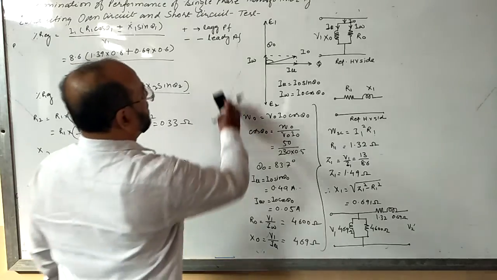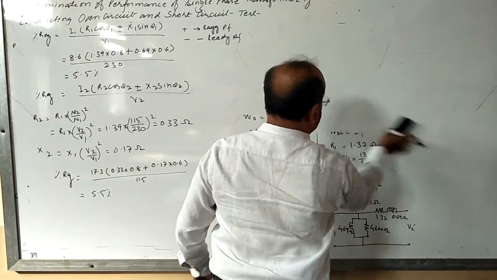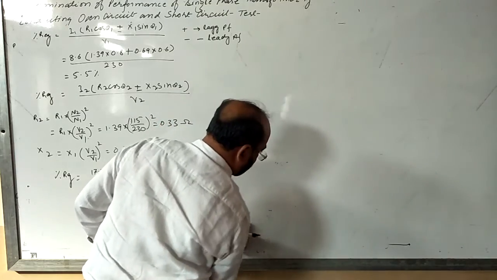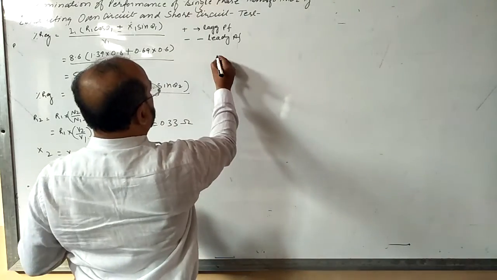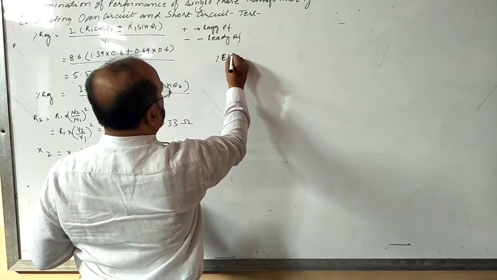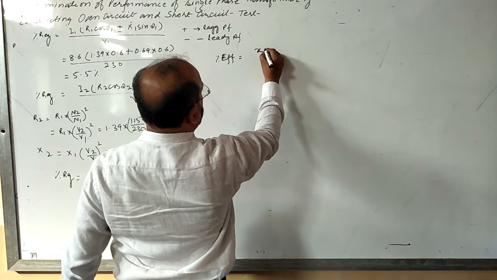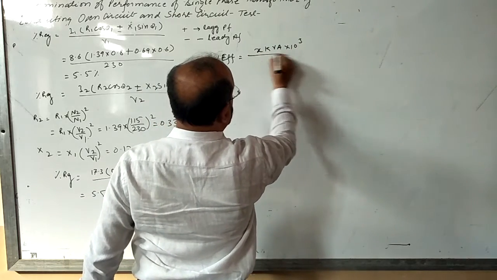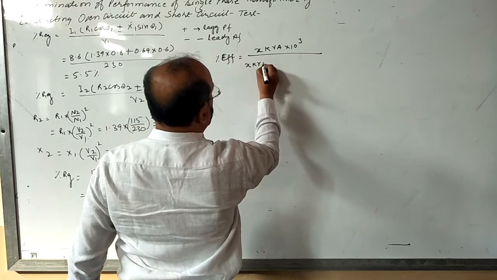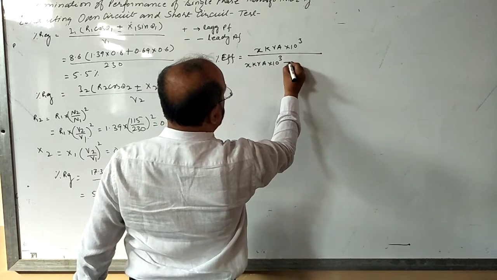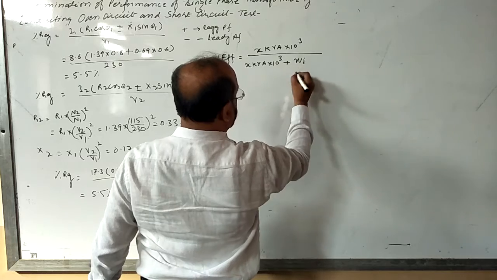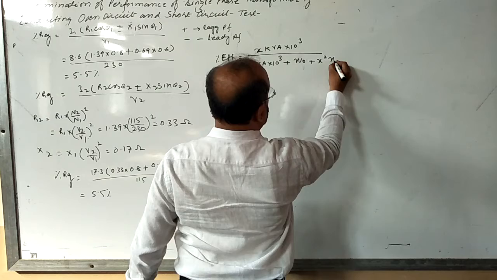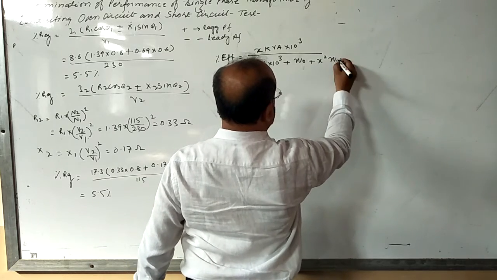Now how to calculate the efficiency? So we know that the percentage efficiency is equal to x, that is the fraction of load, times kVA into 10 raised to 3, divided by x kVA into 10 raised to 3 plus Wi, that is the iron losses, or here you can write W0, plus x square WCU or W_SC, the short circuit power.